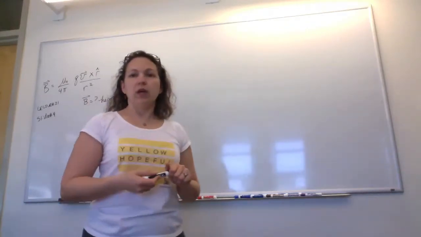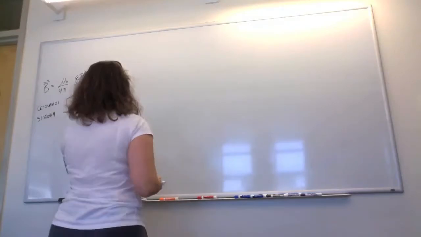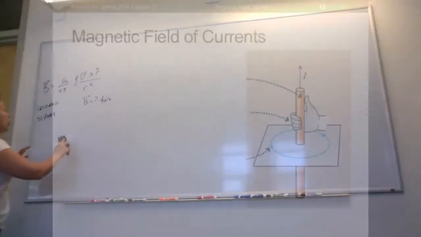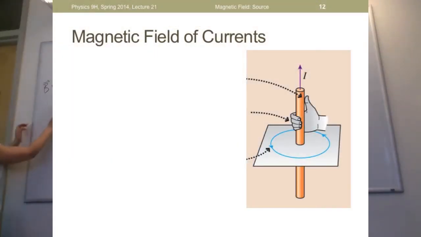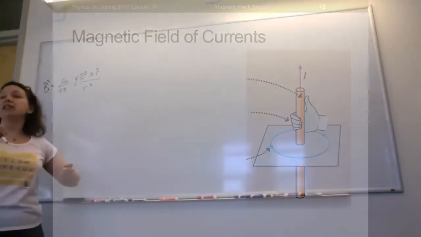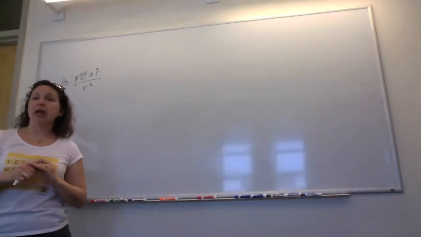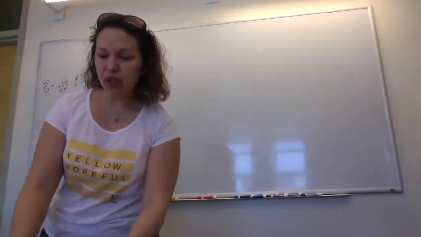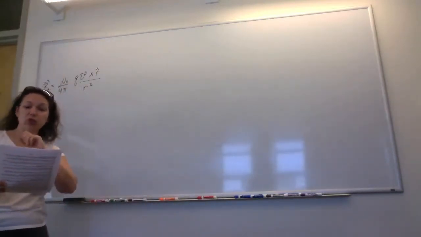So what we're going to do now is transition from the Biot-Savart Law, which I still have written up on the board, to a differential form, and then figure out the magnetic field due to a long straight wire.